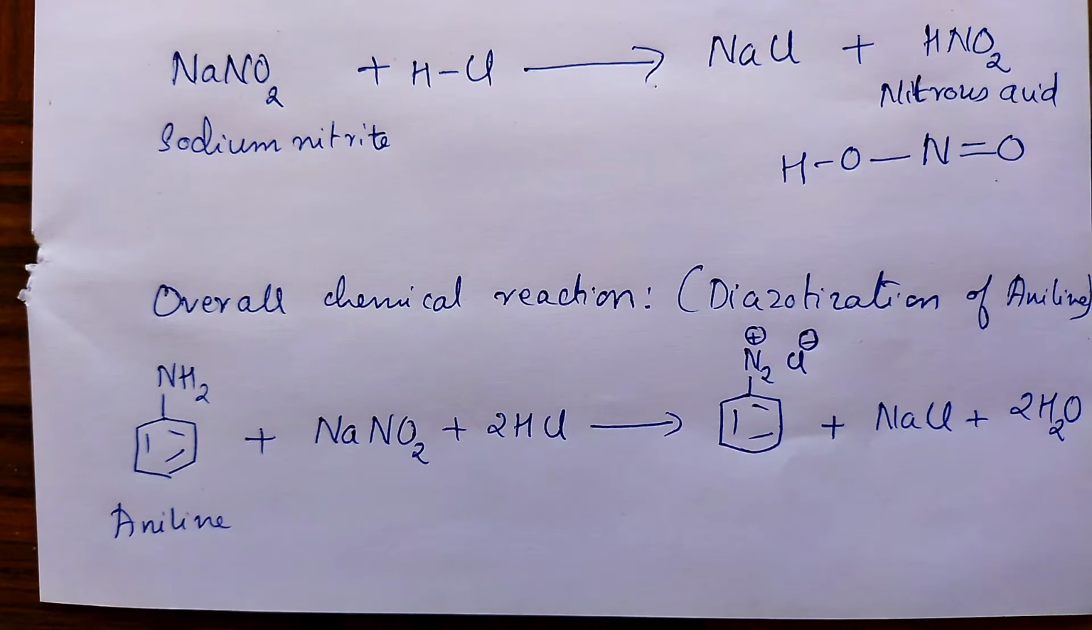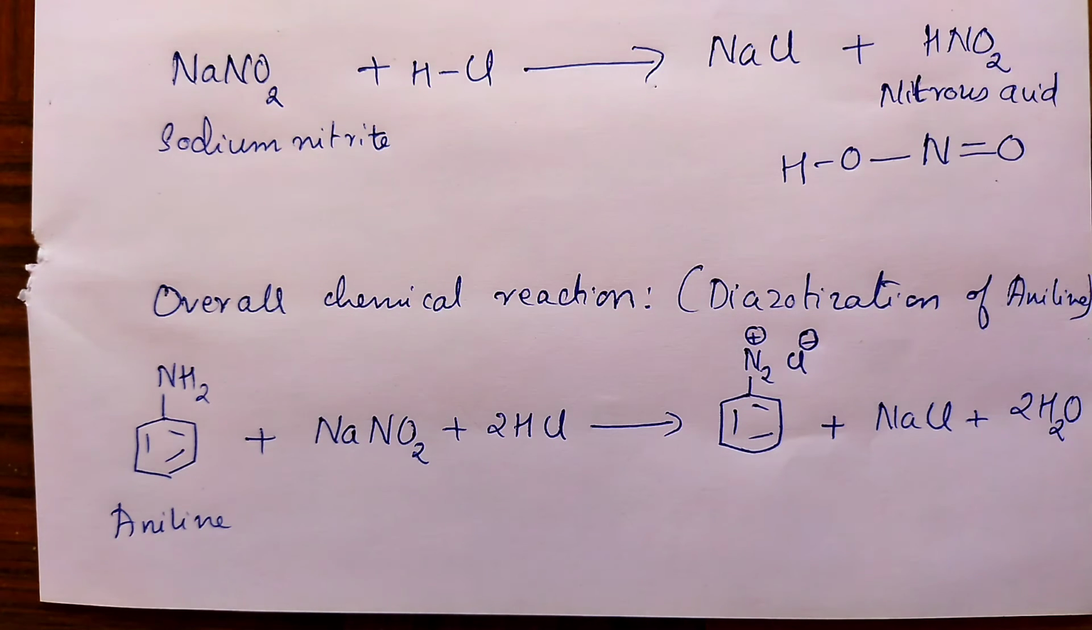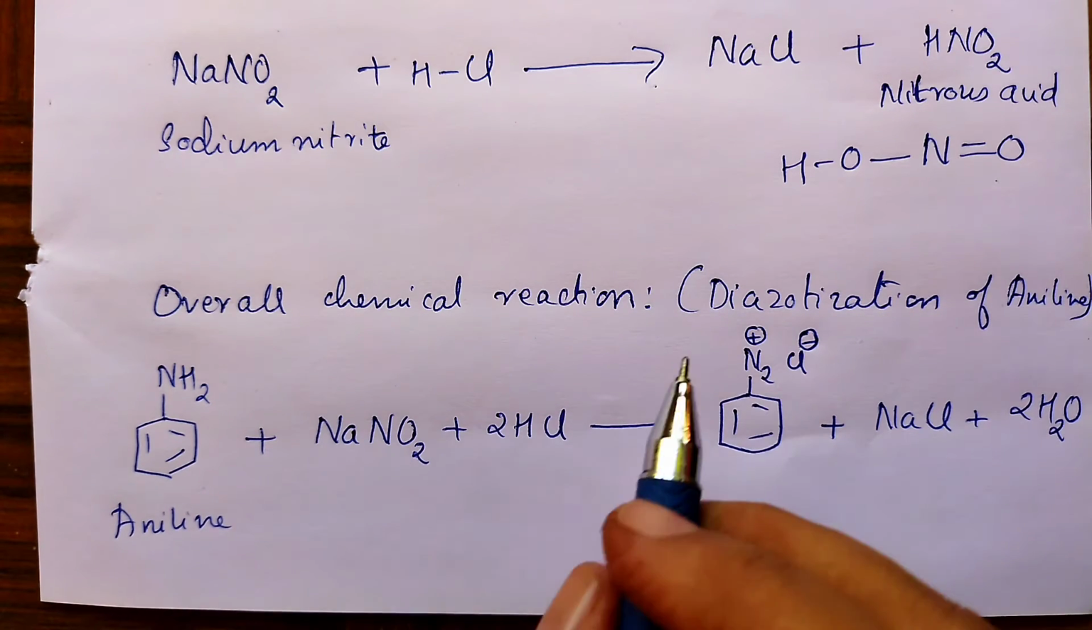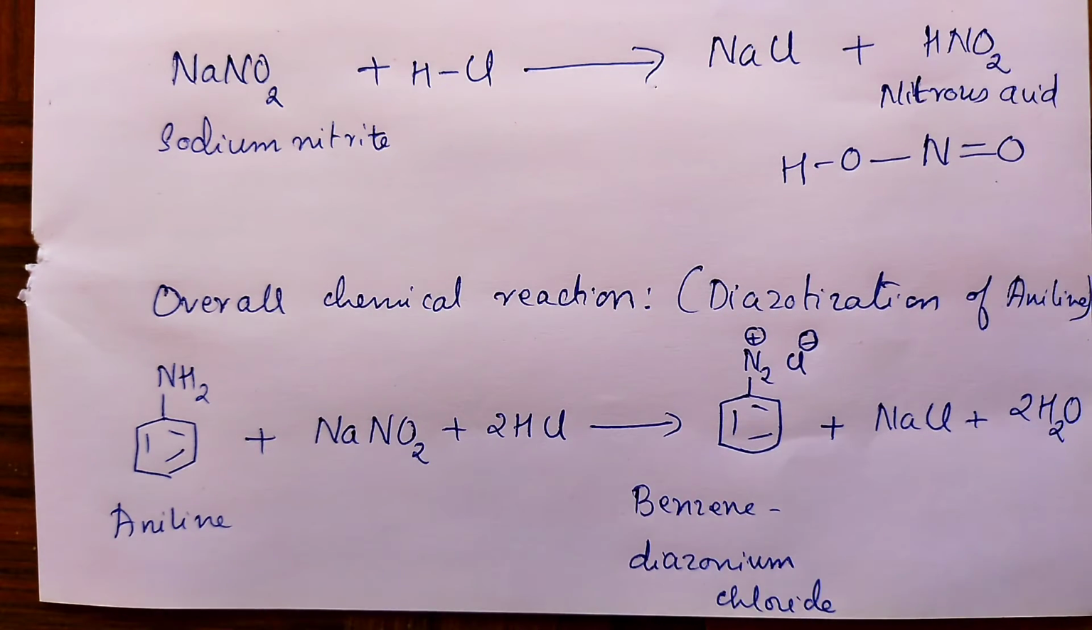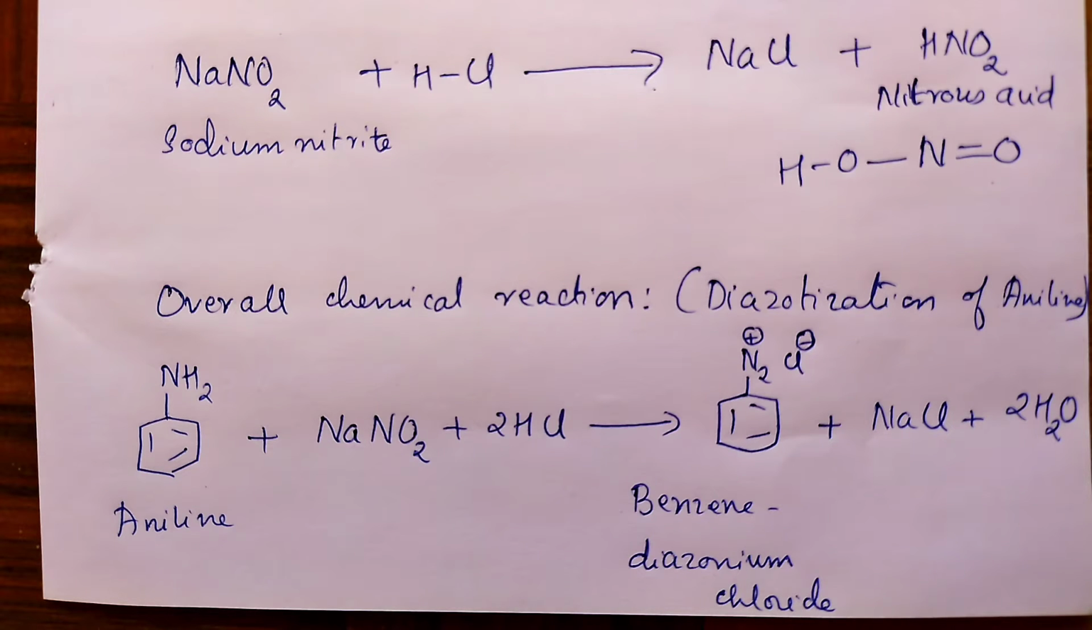So here we have the overall chemical reaction for diazotization of aniline. Take aniline, treat it with sodium nitrite and 2 moles of HCl. So here what is produced? Nitrous acid is produced. Then the reaction takes place. Aniline gets converted into benzene diazonium chloride. Plus sodium chloride is produced and 2 moles of water is also produced. Now I will explain to you the mechanism of this reaction.